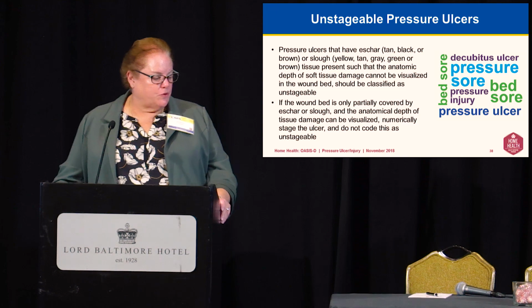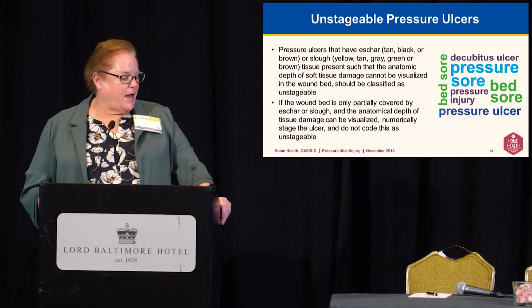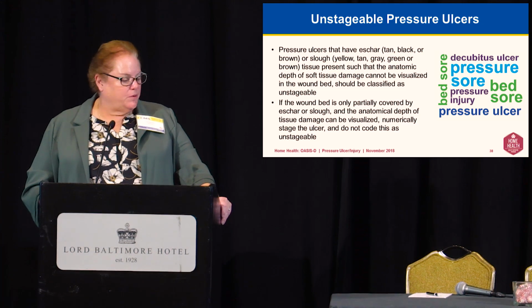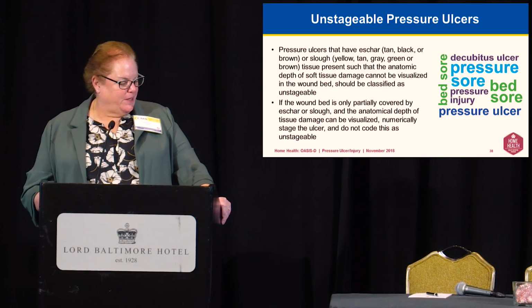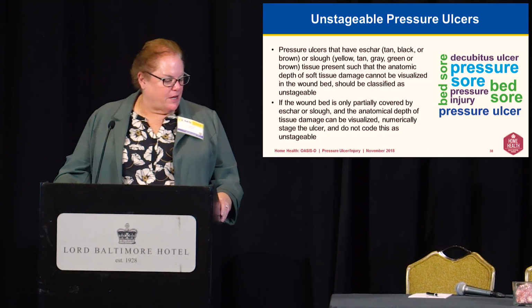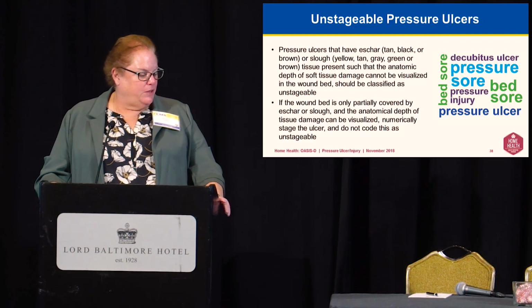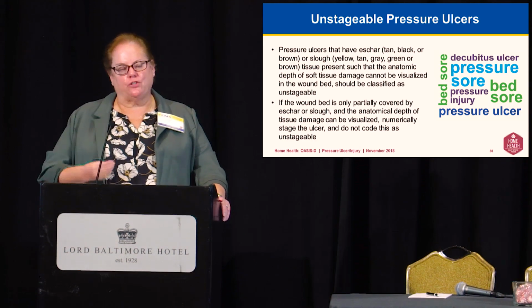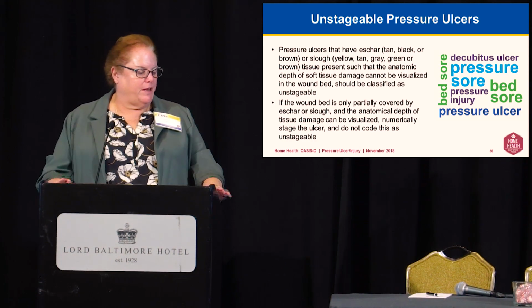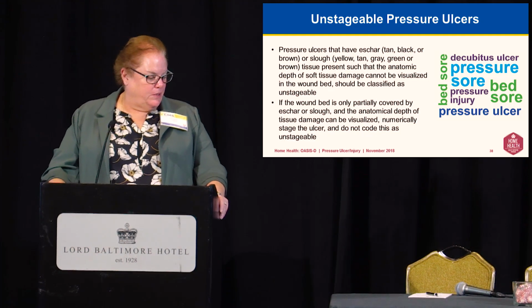So unstageable pressure ulcers are pressure ulcers that have eschar, which is tan, black, or brown, or slough, which is that yellow, tan, gray, green, or brownish kind of sticky looking tissue, present, such that the anatomical depth of the soft tissue damage cannot be visualized in the wound bed and should be classified as unstageable. So if we can't get to the wound bed and we're really not sure what we're looking at, and we have all this slough and or eschar, then we need to code that as unstageable.